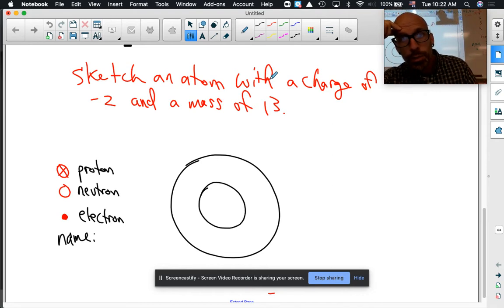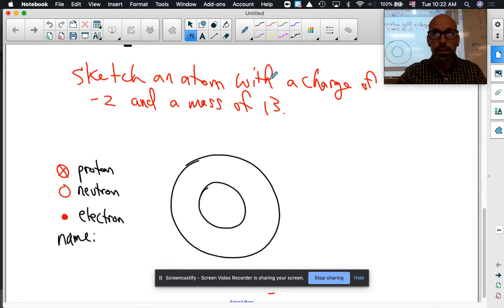Use the periodic table, make an atom that has a charge of -2 and has a mass of 13. There's multiple answers that you could have for this. So do that now and then come back, and I'll show you one that I might make. I'm going to go ahead and do that now, but you pause it, work on this, and then come back.